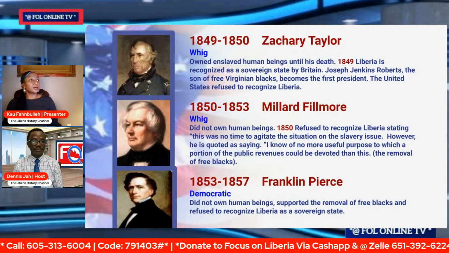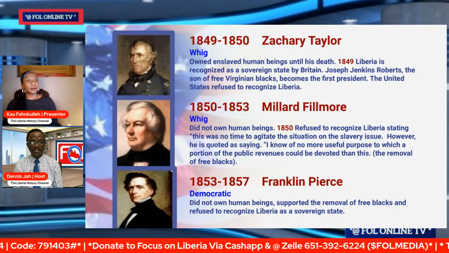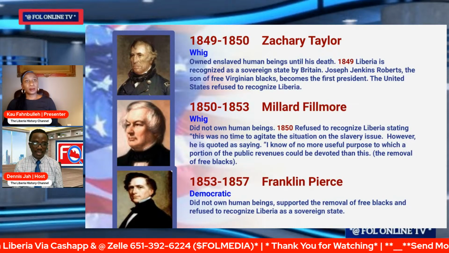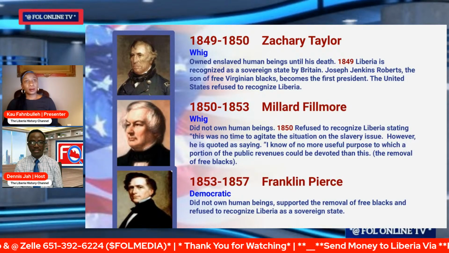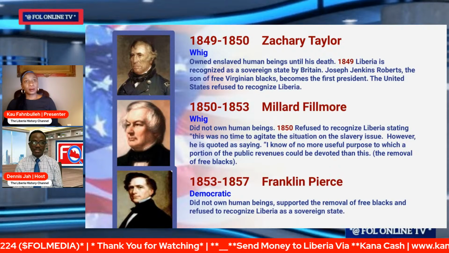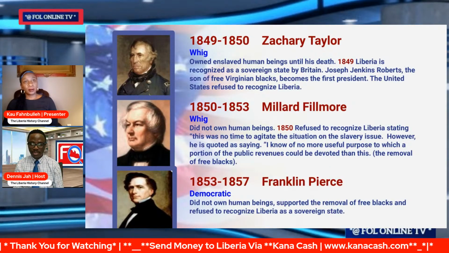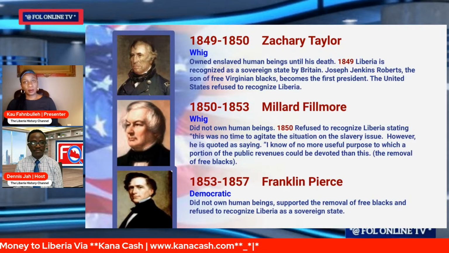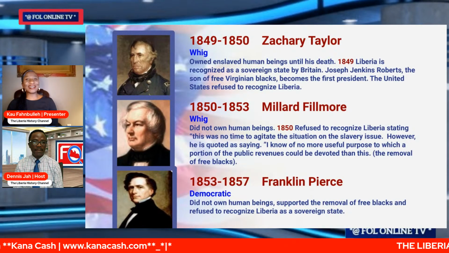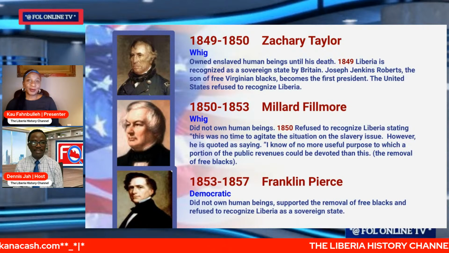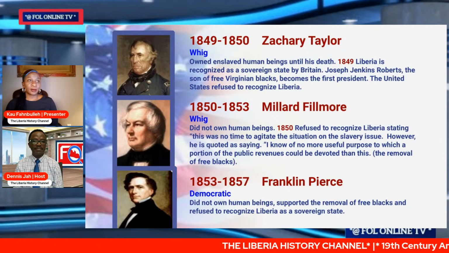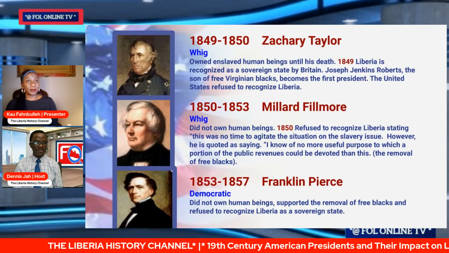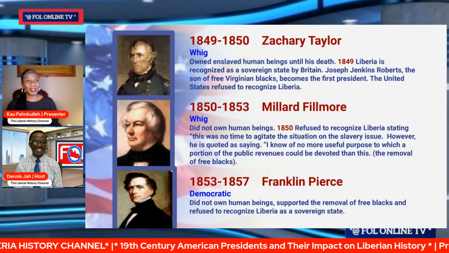Zachary Taylor owned and enslaved human beings until his death. 1849, Liberia is recognized as a sovereign state by Britain. Joseph Jenkins Roberts, the son of free Virginian blacks, becomes the first president. The United States refused to recognize Liberia. For the same reason. And my friend, anyway, there are people in Liberia named Zachary Taylor. We love this so much.